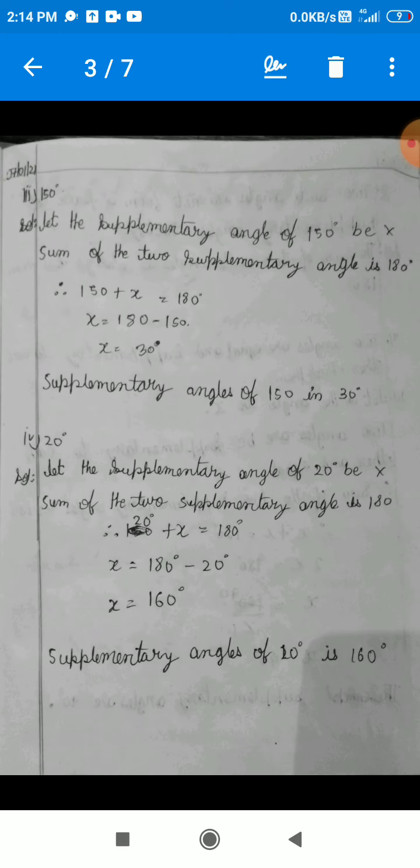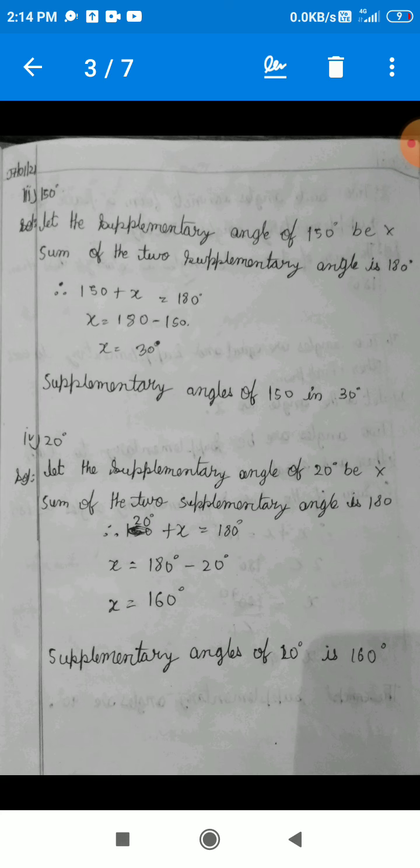Third, 150 degree. Let the supplementary angle of 150 degree be x. Sum of the two supplementary angles is 180. Therefore, 150 plus x is equal to 180. x is equal to 180 minus 150. x is equal to 30 degree. Supplementary angle of 150 degree is 30 degree.